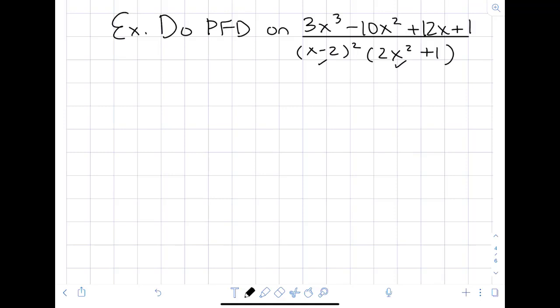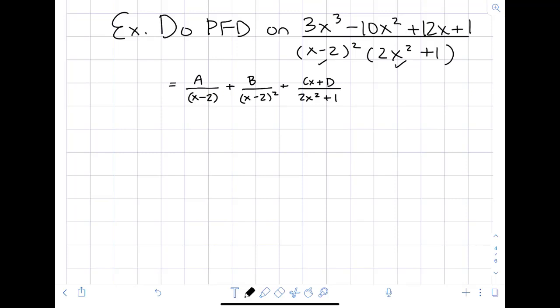So if we come and do our setup, let's be careful to count out our factors. We're going to get 2 factors for the x minus 2, and we're going to get 1 factor for the 2x squared plus 1. And what goes in the numerator would be constants for the x minus 2 factors and a linear for the 2x squared plus 1, making sure to choose different letters for every single term.